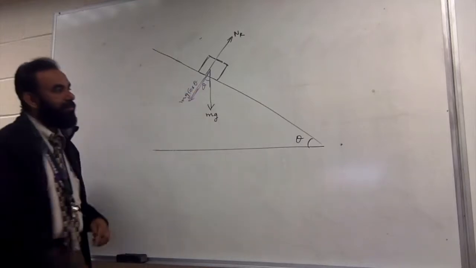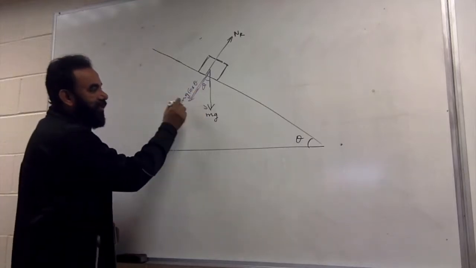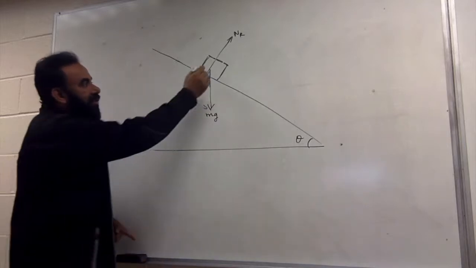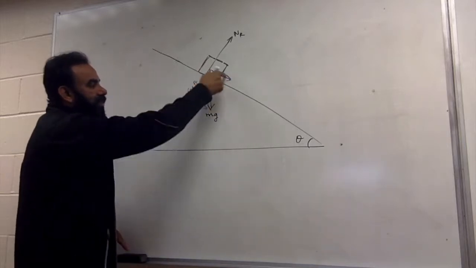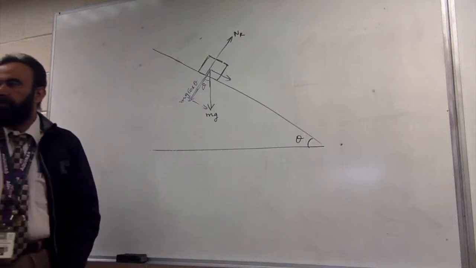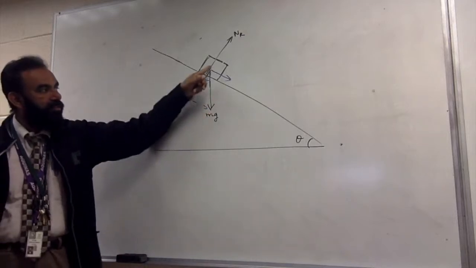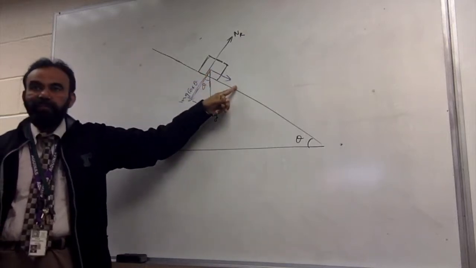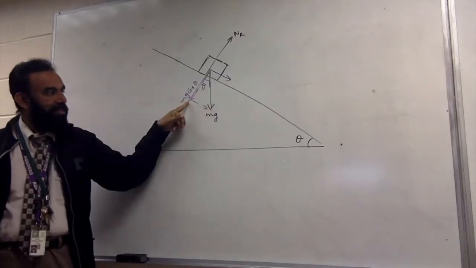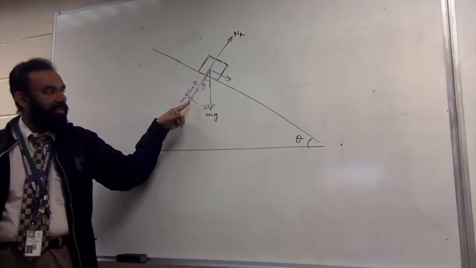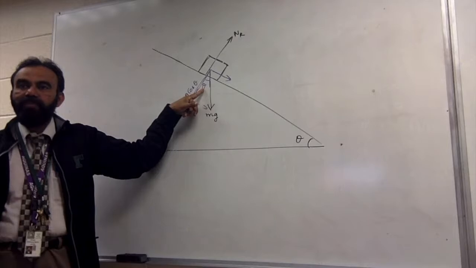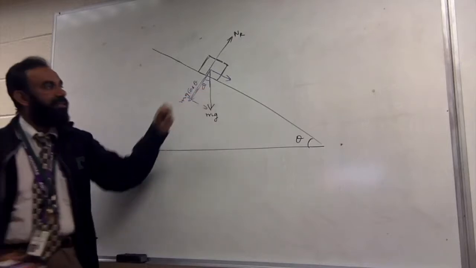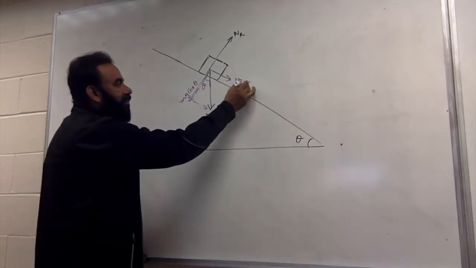And the other component is this component here, or this component here. Same thing, these two are exactly the same. I'm trying to split this into two components, one here and one here. And this component is basically the same as this. So what is this component? It's opposite theta, which is mg sine theta. So this thing here is mg sine theta.